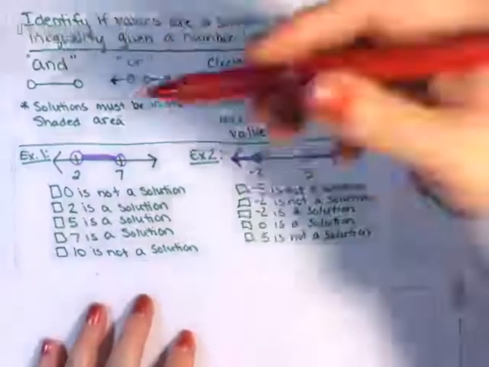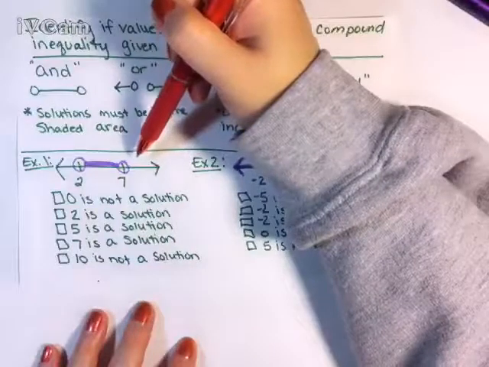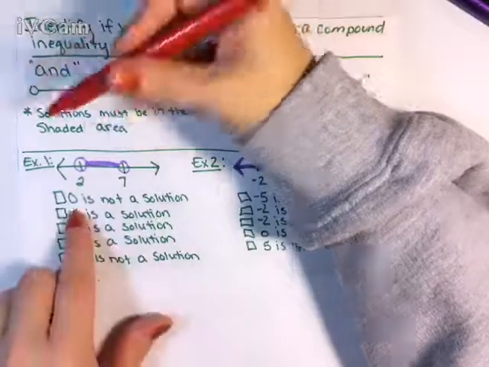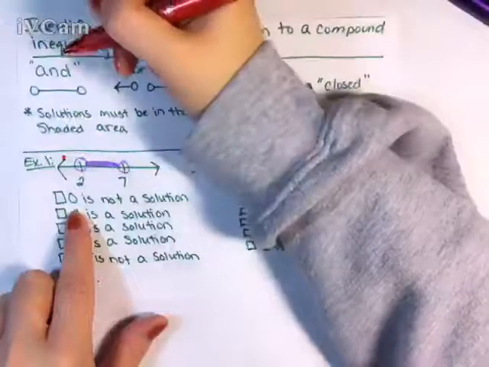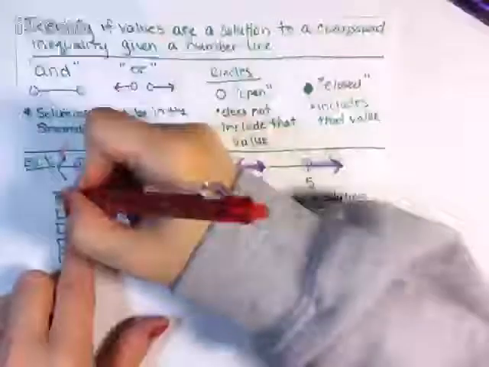So I'm going to do that by identifying where these values would be on the number line and then determining if it would be in the shaded area or not to determine if it's a solution or not. So the first one is going to be at 0, which would be about here. That is not in the shaded area, so this is not a solution. So that would be true.